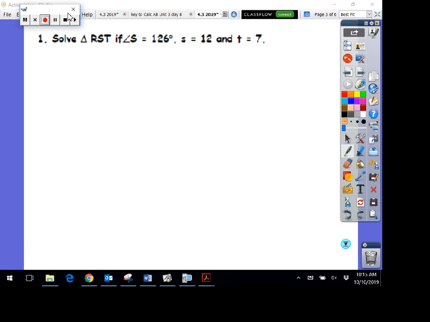So the parts that are missing are one side and two angles. So here we have S gives us 126 degrees. It tells us S is 12. It tells us T is 7. I'll say 7 is over here, put a T here. So that means this is R and this is R.